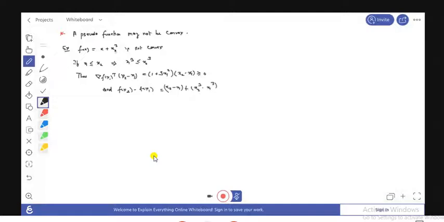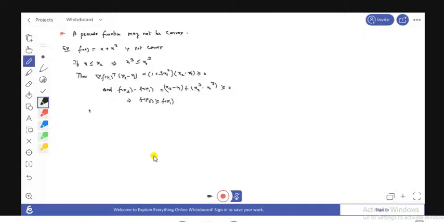Because x1 has x1 plus x1 cube and x2 has x2 plus x2 cube, if you subtract these two, this comes out different. Here x2 minus x1 is greater than 0, and x2 cube minus x1 cube is of course greater than 0. So this is greater than 0, this is greater than 0, and the sum of these two is also greater than 0. This implies f(x2) is greater than or equal to f(x1), and if this is greater than or equal to 0, it implies that f(x2) is greater than or equal to 0.